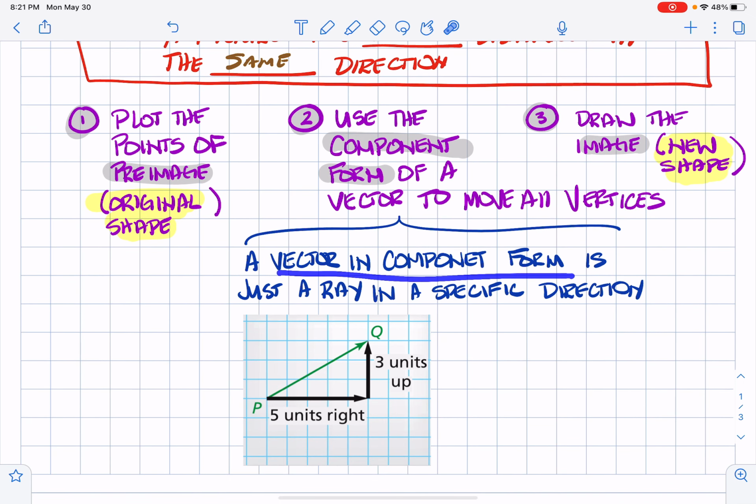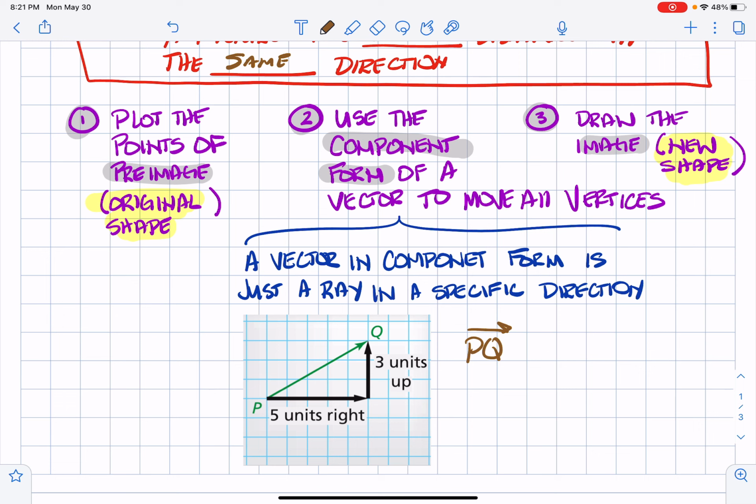A vector in component form is just a ray in a specific direction. That's all it is. So for example, this right here would be considered a vector, and we would call that vector PQ. And the way that we would write that is we would say vector PQ, and it would have a little arrow, and it would almost look exactly just like a ray would. All right, so vector PQ.